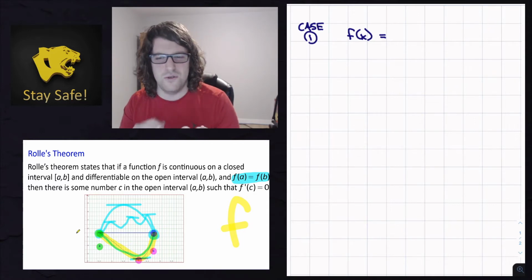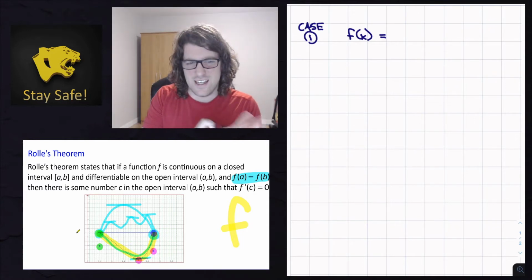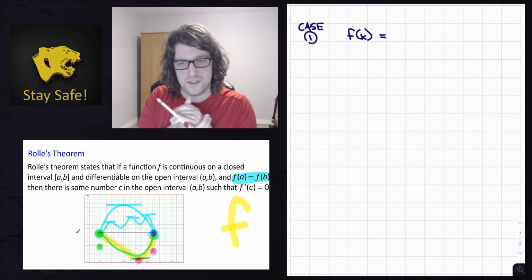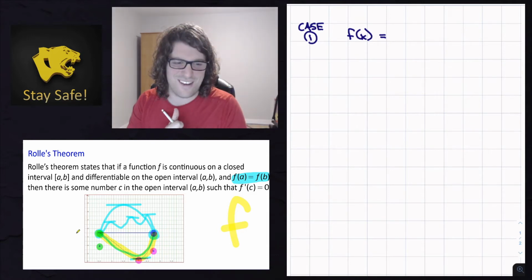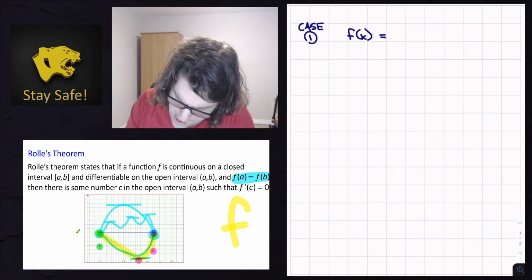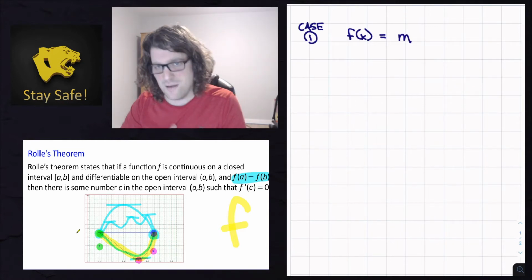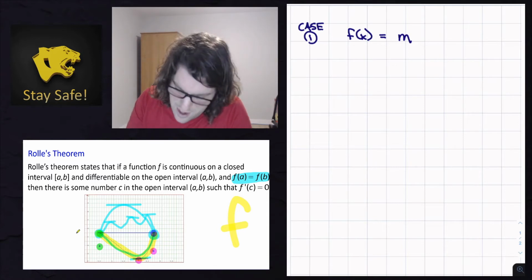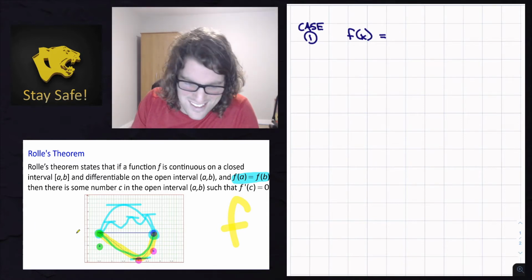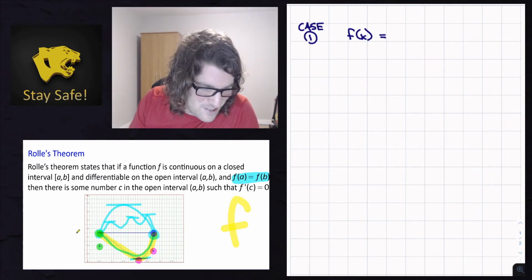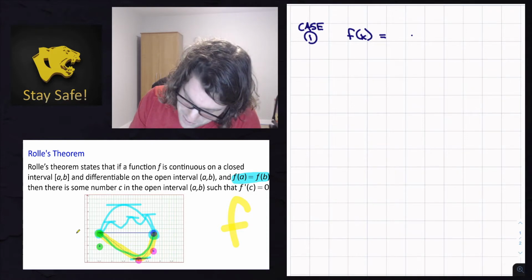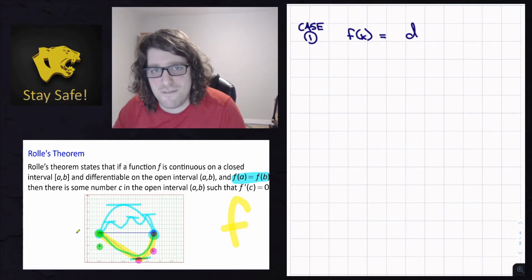I already have used A, B, and C as kind of things that are involved in this Rolle's theorem. So I'm going to say that the constant that it's equal to is m. Yeah, I'm going to use m just for the time being. So slope, let's choose something else. I'm just going to go with d, I guess. So f of x is equal to d.